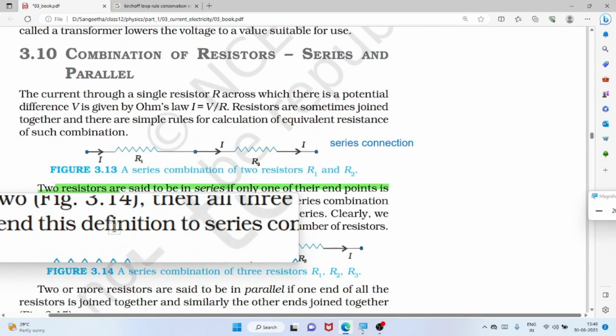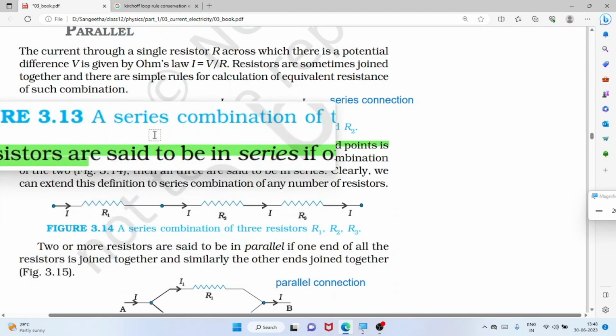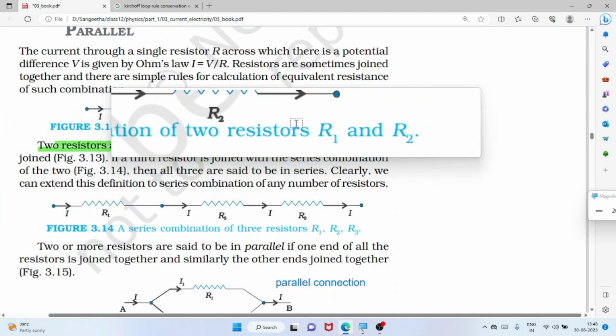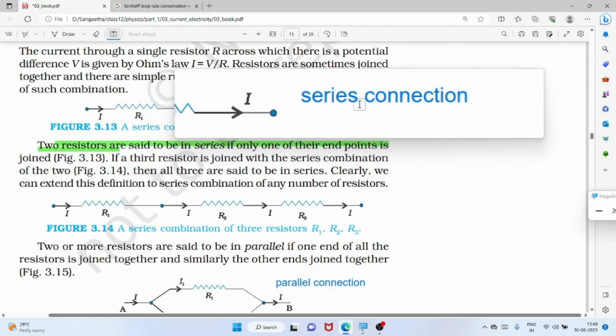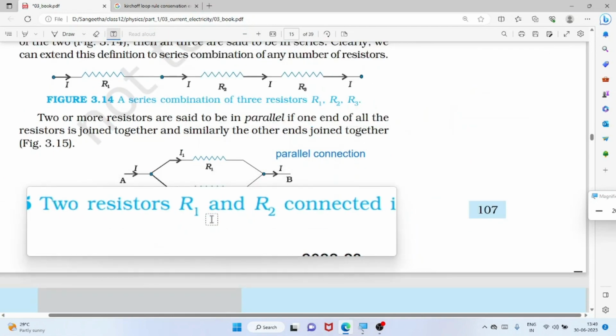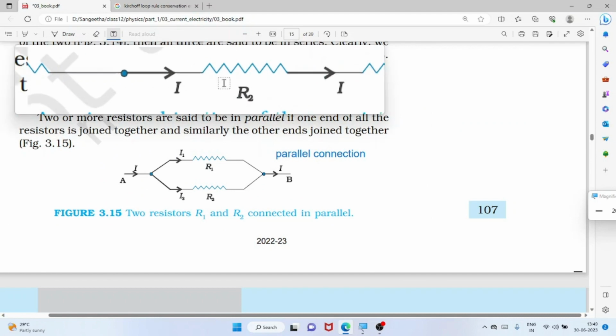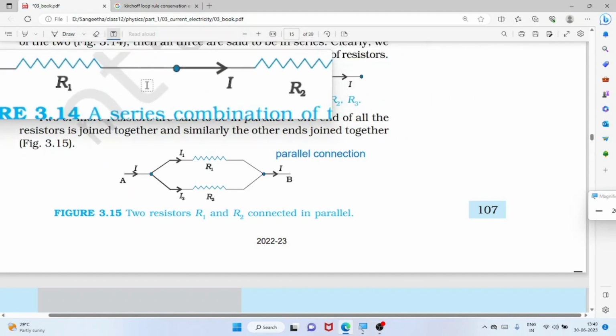Combination of resistors. When we connect resistors in series and parallel. Okay, series combination of resistors R1 and R2. Series combination is just addition of the resistors. You have R1 plus R2 plus R3 when you connect in series.